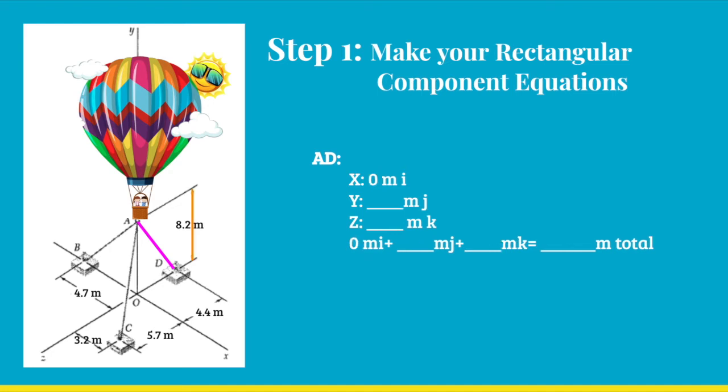Now, we can look for the Y component. The orange line shows that the Y value is a negative 8.2 meters since the cable goes from A to D, and it therefore goes down. Substitute negative 8.2 meters into the appropriate places.